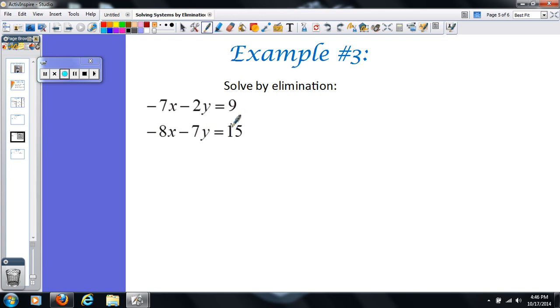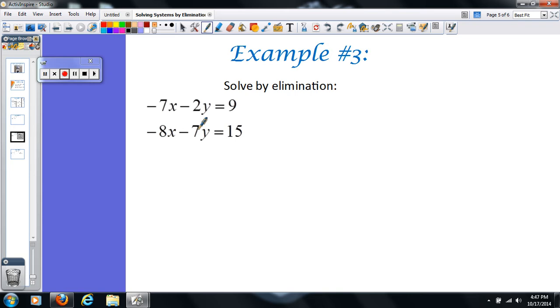Okay? So now I got to look at it and I got to say, okay, with this being the case, can I multiply one of these equations? Can I manipulate one of them so that I can make them opposites? So let's look. Can I multiply negative 7 by something to get the opposite of negative 8? No, you can't. Can I multiply negative 2 by something to get 7? No. Can I multiply negative 8 by something to get negative 7? No. And can I multiply negative 7 by something to get negative 2? No. Now, you can, but I'm going to have to multiply by a fraction, and I don't want to do that.